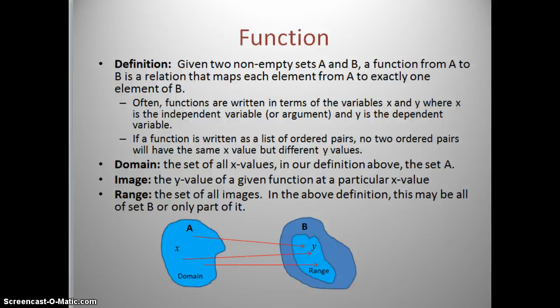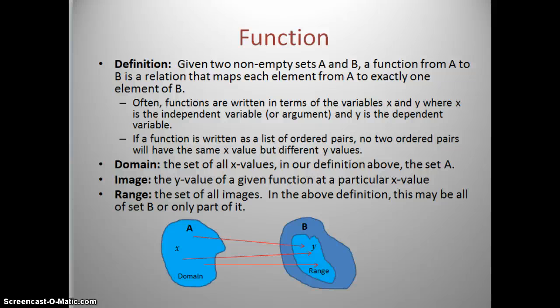Now, most importantly, we like to look at relations that have these special properties, and these are called functions. So here's our definition. Given two non-empty sets A and B, a function from A to B is a relation that maps each element from A to exactly one element of B. So very often functions are written in terms of the variables x and y, where x is called the independent variable or argument, and y is the dependent variable. We can also still think about x as the input and y as the output.